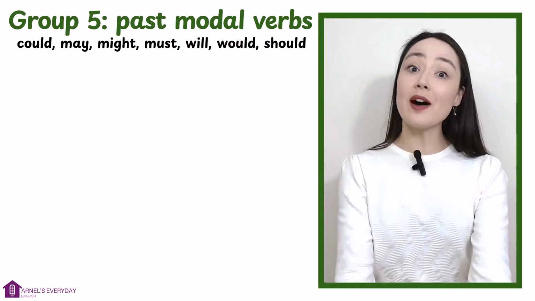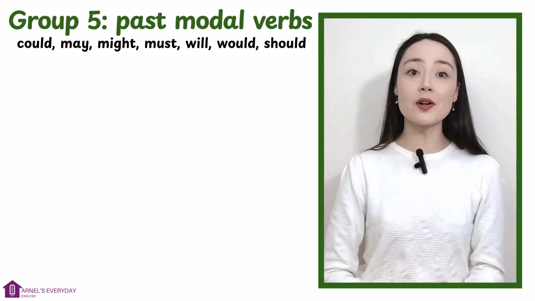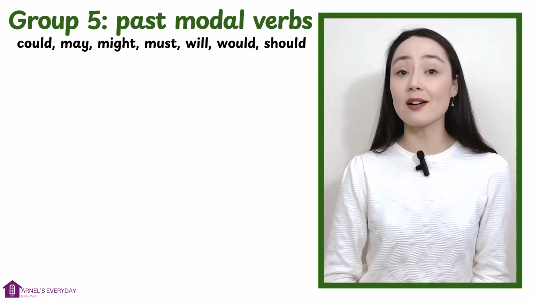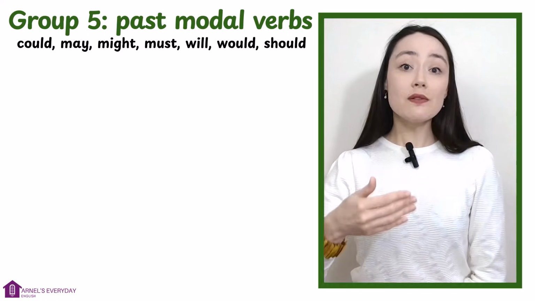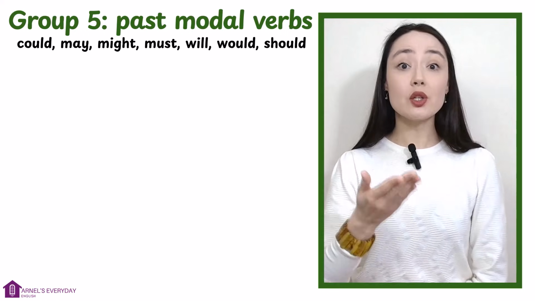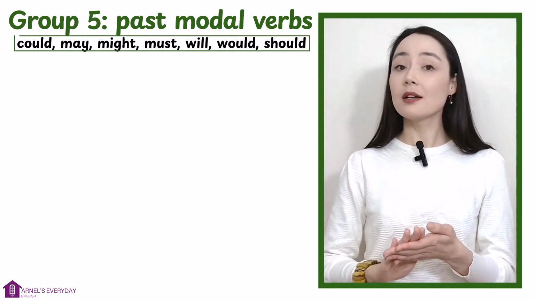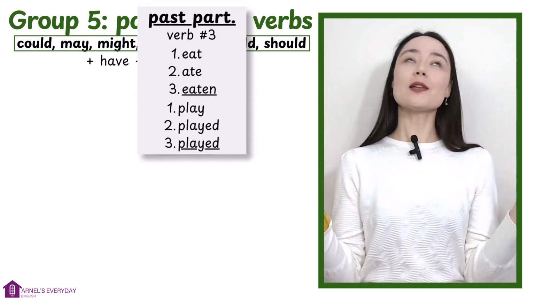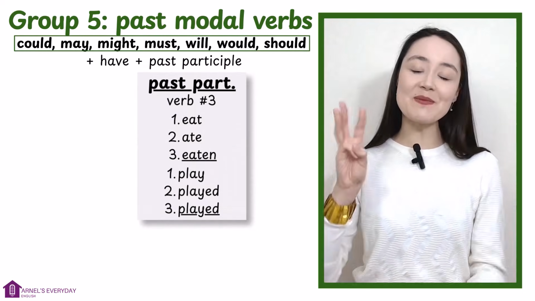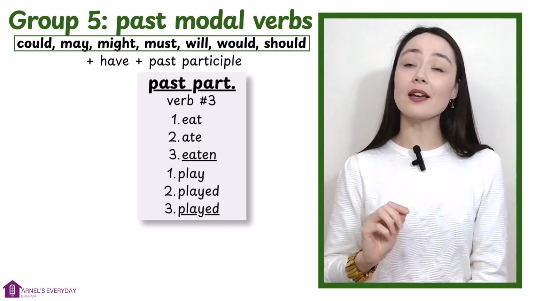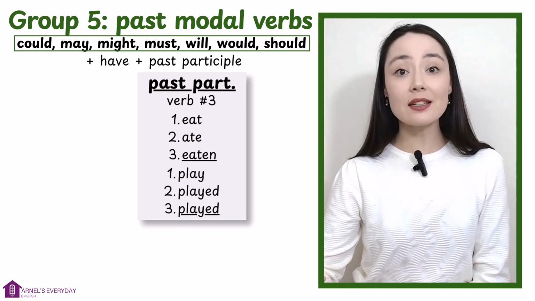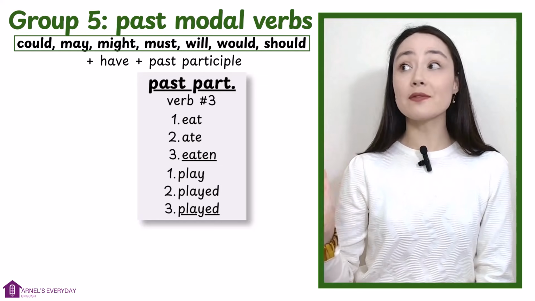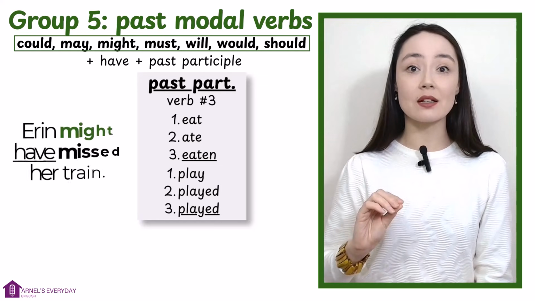Group number 5, past modal verbs. Past modal verbs deserve their own group because they are really unique. To form a past modal verb, you need modal verb, have, and then the past participle. What's the past participle? It's verb number 3, like eat, ate, eaten, play, played, played. The past participle is verb number 3.